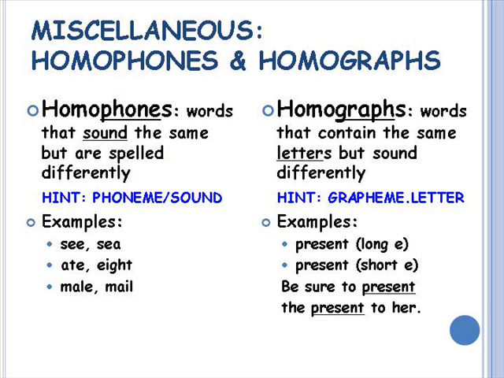Homophones are words that sound the same but are spelled differently. A hint to remember this is phoneme is a sound. Homophones sound the same. Examples are see, ate, and male. Homographs are words that contain the same letters but sound different. A hint to remember this is grapheme is a letter, so homograph, same letters. For example, present and present. Be sure to present the present to her.